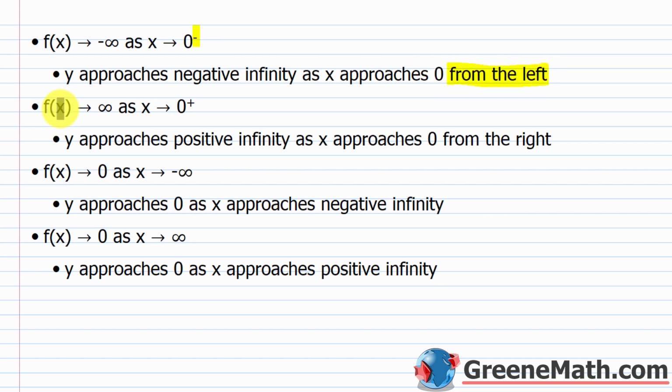Then if you look at this one, you have f of x, or again y, approaches, this would be positive infinity as x approaches 0. This plus sign here, that means from the right. So this is from the right.